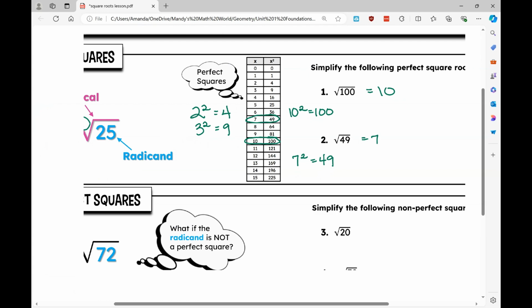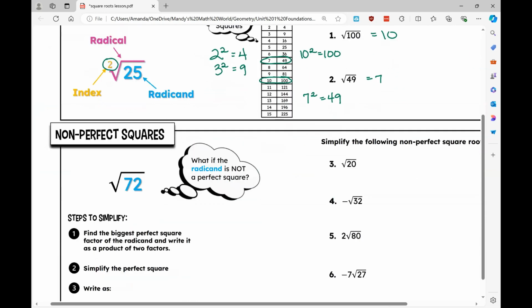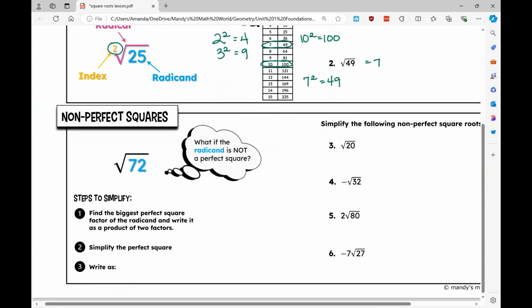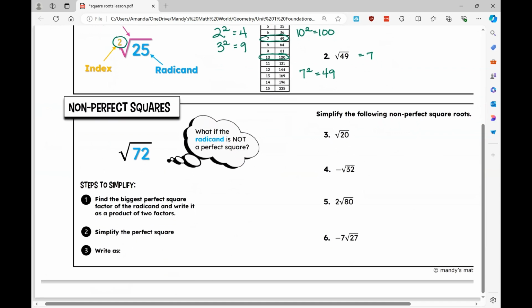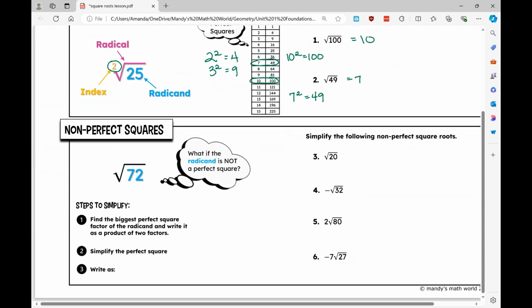So now what do we do when the number underneath the radical, the radicand, is not a perfect square? In math, we simplify these. And there's a process that you'll use. There are different ways that you can do this. I'm going to show you my way.